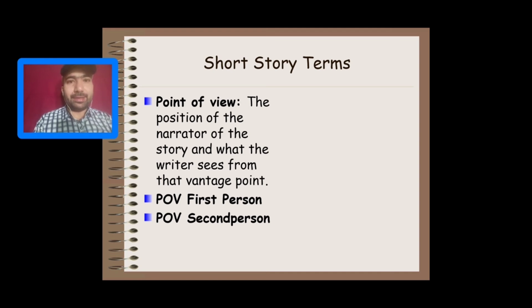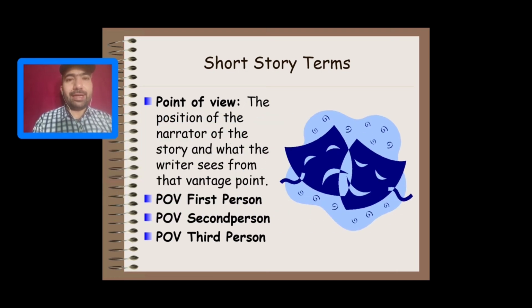POV in second person means you. When the writer is telling about you, that is the second person point of view. Yes, third person point of view. Third person point of view means the writer is not in the story, but he is seeing the story, or he has heard the story, and now he is telling someone else. Mostly we see stories in third person narrative, or we call it POV, point of view in third person. The writer is seeing the story, now he is narrating to the audience.